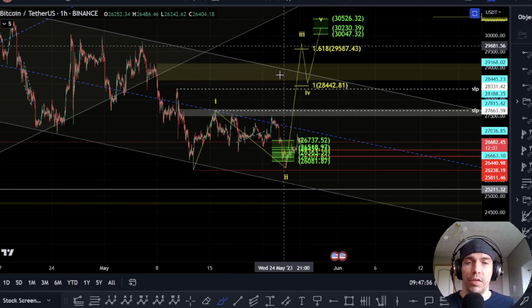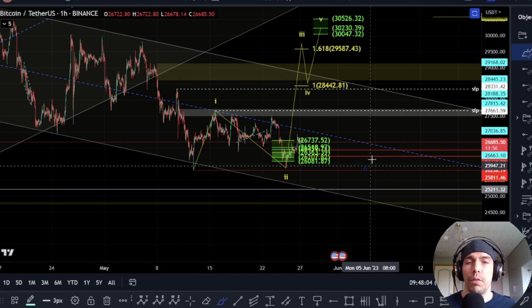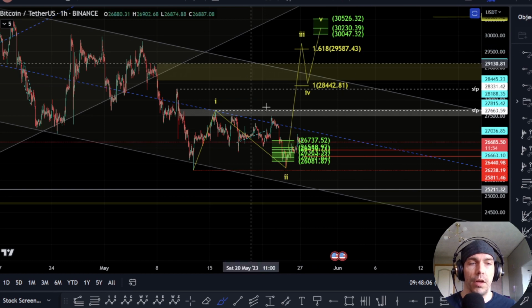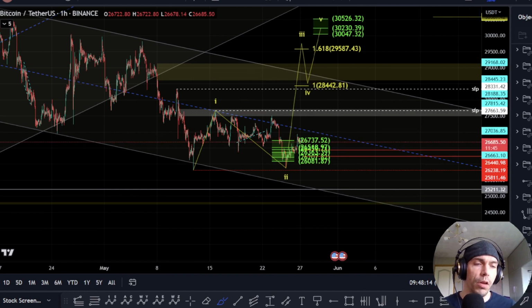So there is still potential here for as long as we hold this low here of this 25,812 that we could see continuation to the upside in a 5-wave move. But until we actually see that materialize, we need to just be aware that we still have the bearish count. So now we're going to go over that bearish count.